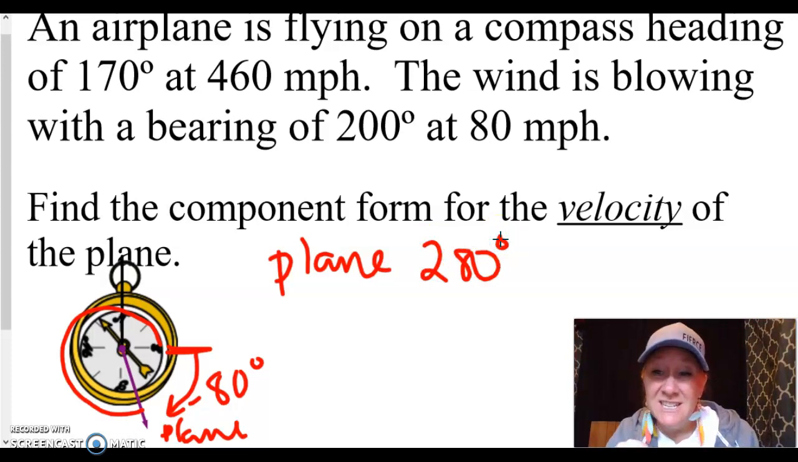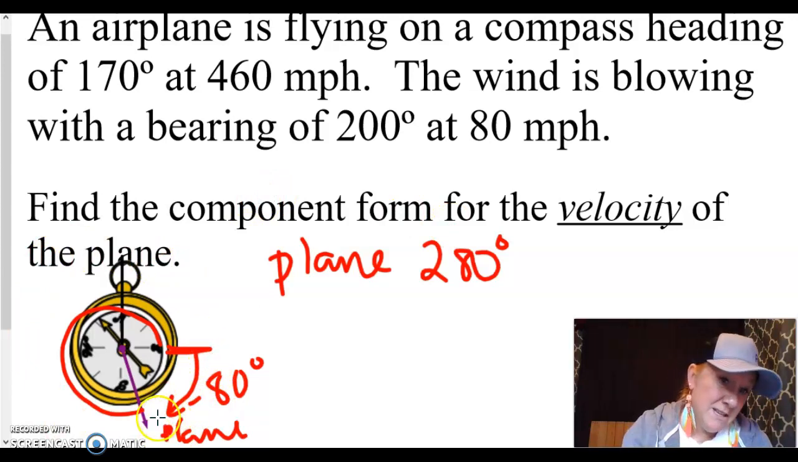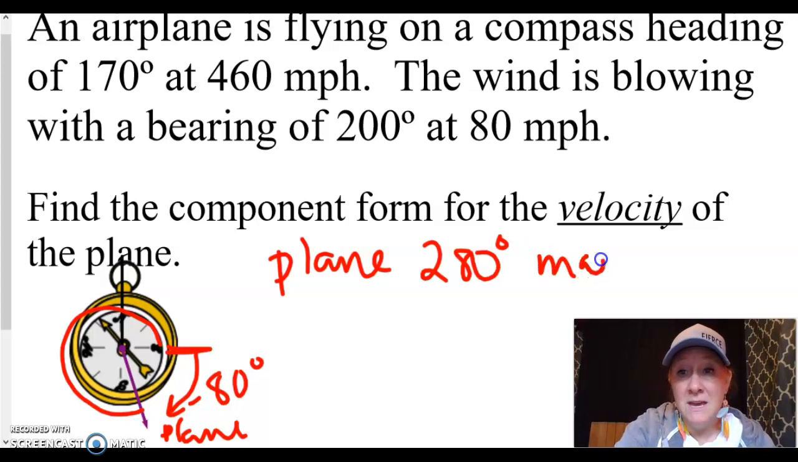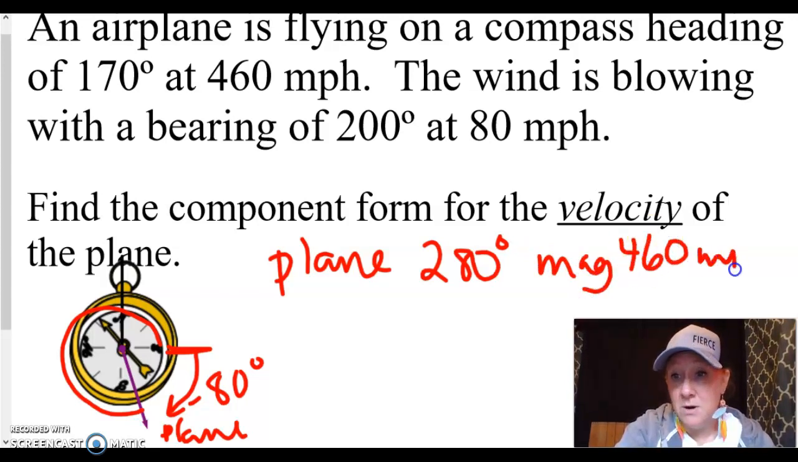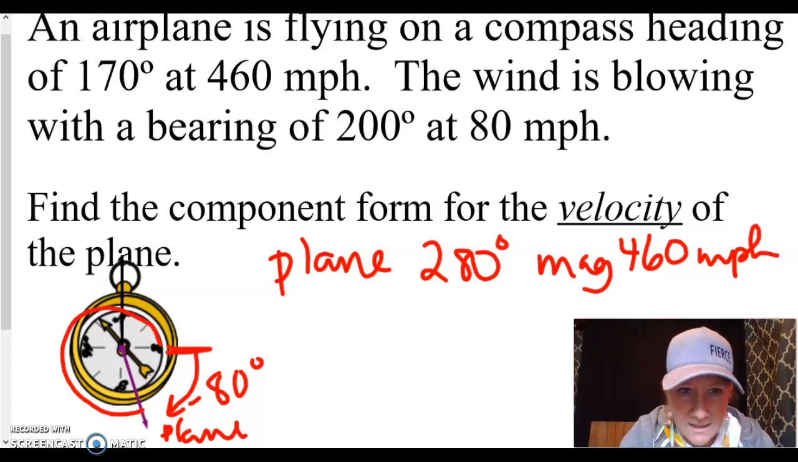So there's translation that needs to happen there first. So why 280? Because all the way around the circle is 360. So if I went 80 back this way, that means from here to here is 280. So translation. I also know, that's the degree, I also know the magnitude is 460 miles per hour. That's pretty fast. Okay, now what is happening with the wind? The wind is blowing at a bearing of 200.